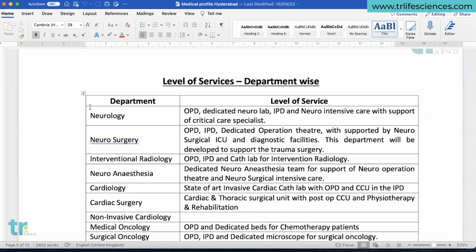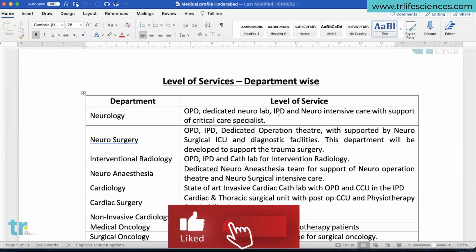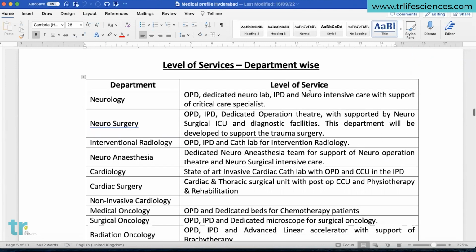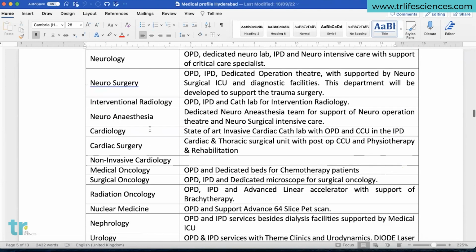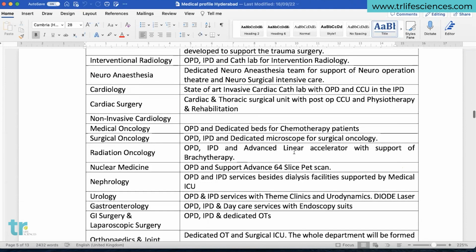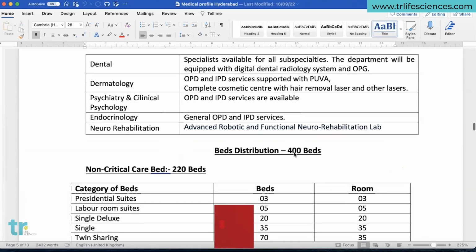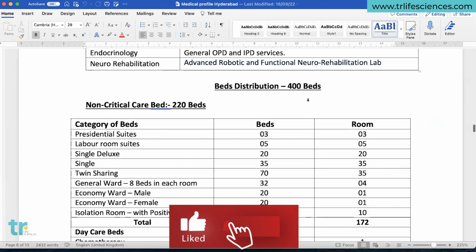So for neurology, there will be an OPD, a dedicated neuro lab, and IPD services, and dedicated neuro intensive care support will be provided with the help of critical care specialists. We define all these things in the level of services, department-wise. All departments which we are offering to them are covered here, and the details are captured in the level of services. The next is, like I said, bed distribution.